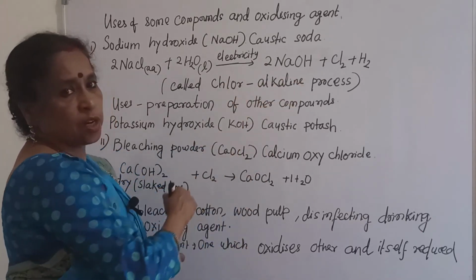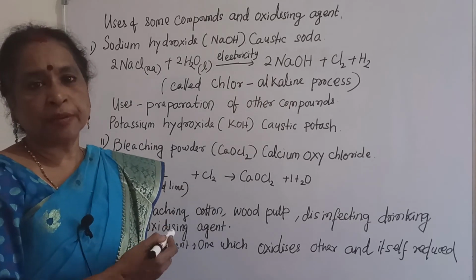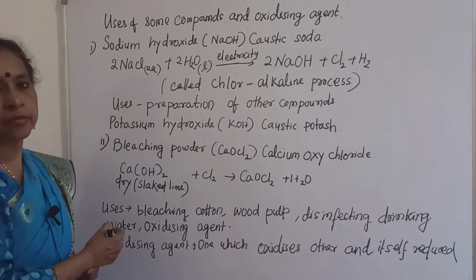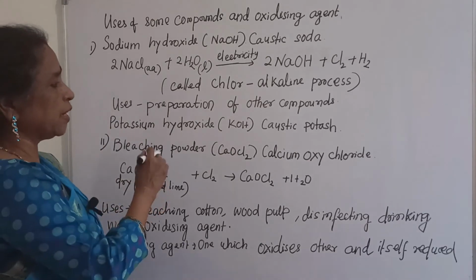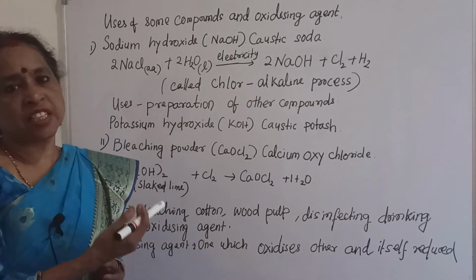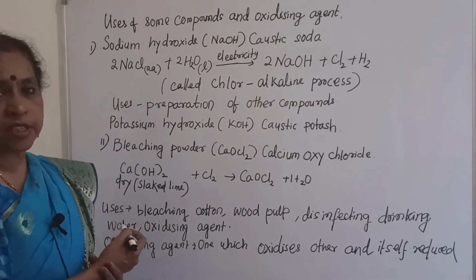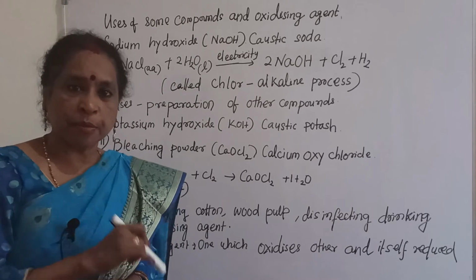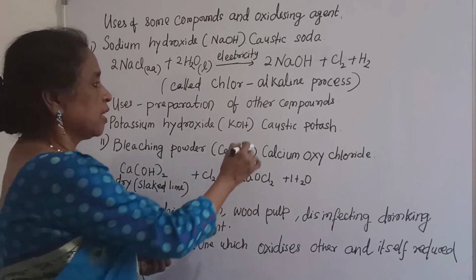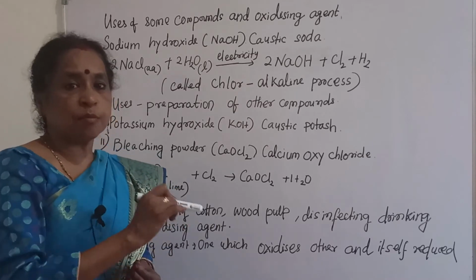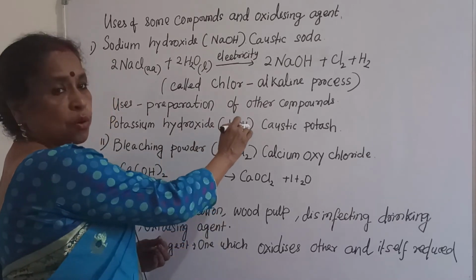Similarly, the chlorine is also helpful to prepare different types of compounds. Now uses: it is helpful to prepare different types of compounds which are necessary in our daily life. Then potassium hydroxide. Potassium hydroxide means KOH, that is called caustic potash. What is caustic potash? Potassium hydroxide, KOH.